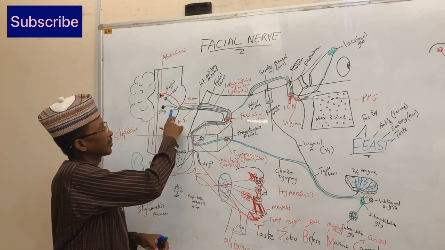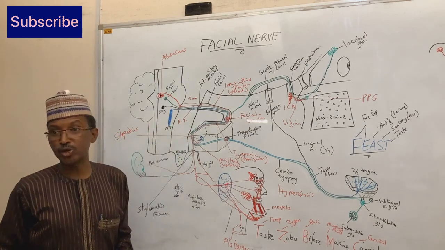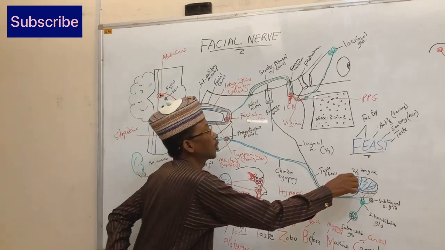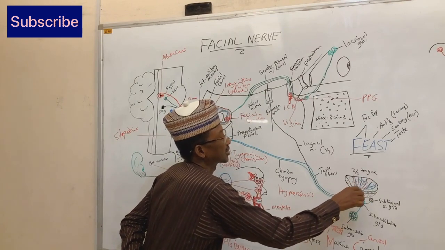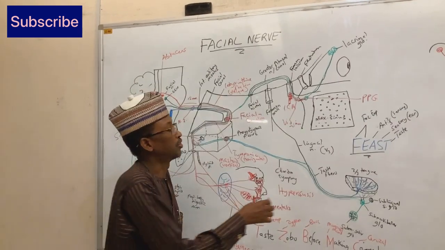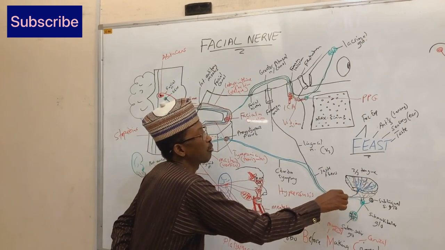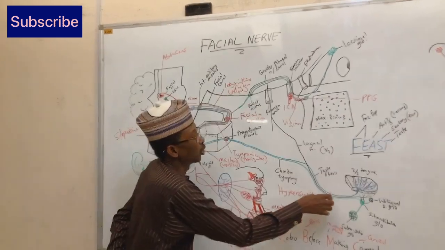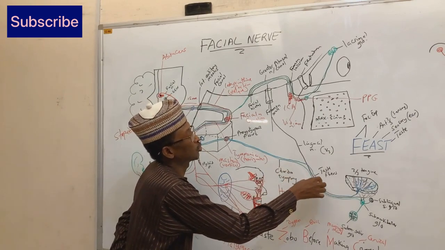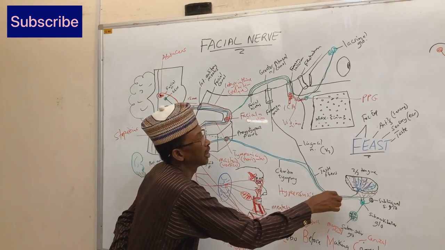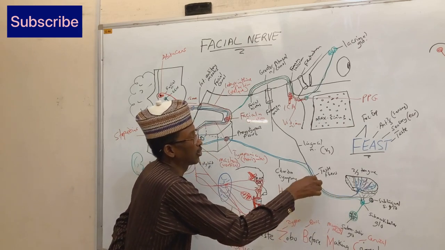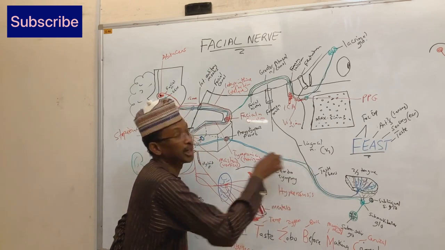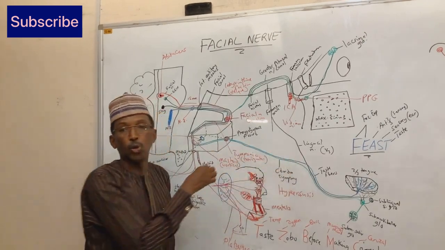The last one, but not the least, is the nucleus of the tractus solitarius for taste. So taste sensation from the anterior two-thirds of the tongue is carried by these taste fibers. So these taste fibers, the axons, pass out of the tongue and then follow the lingual nerve and also the chorda tympani. So as it comes and joins the lingual nerve, and as it reaches the chorda tympani, it gets out of the lingual nerve, and so now it joins the chorda tympani.